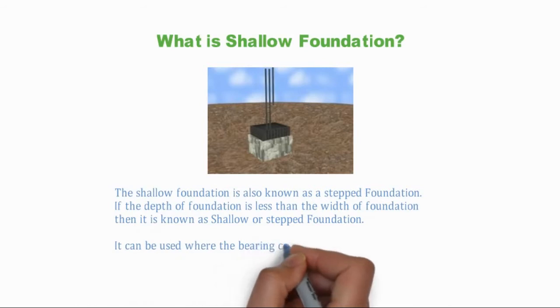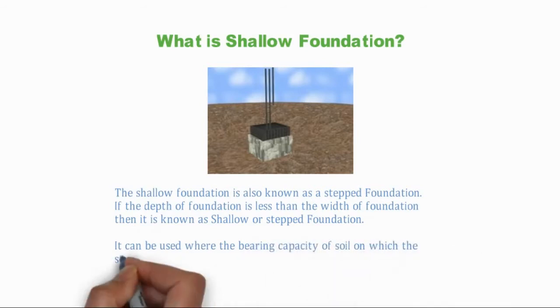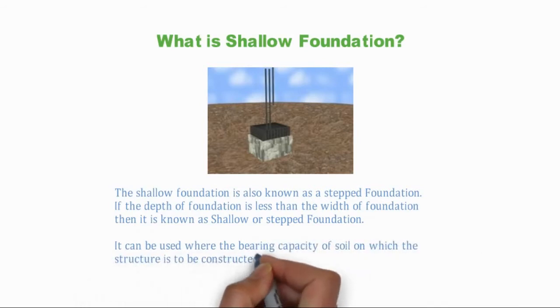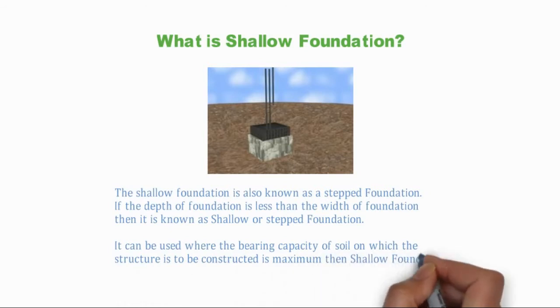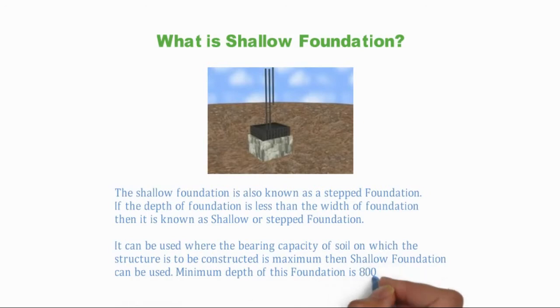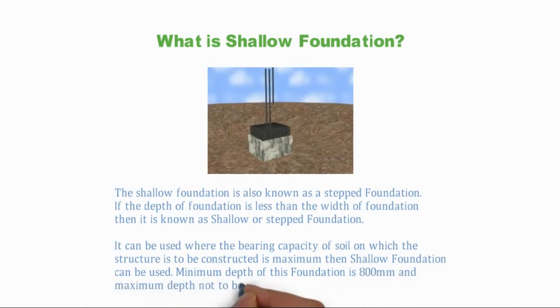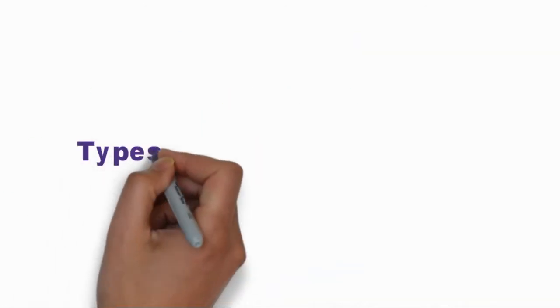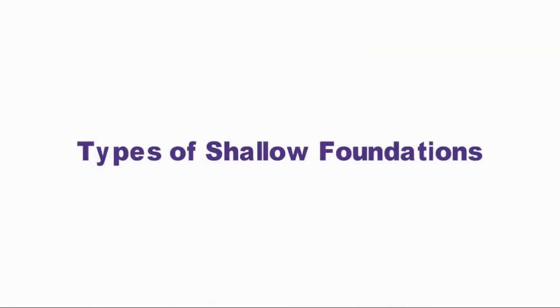It can be used where the bearing capacity of soil on which the structure is to be constructed is maximum. Then shallow foundation can be used. Minimum depth of this foundation is 800 mm, and maximum depth not to be taken more than 4 meters. Types of shallow foundation.